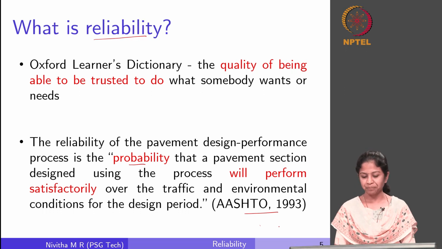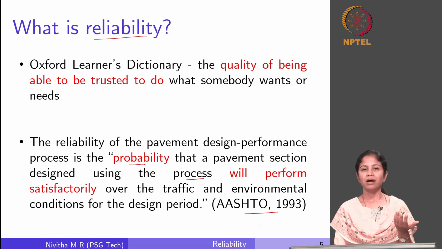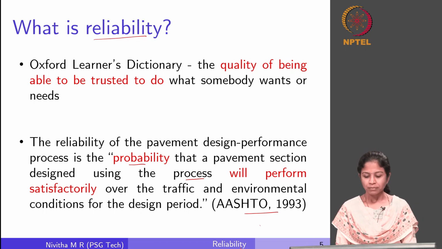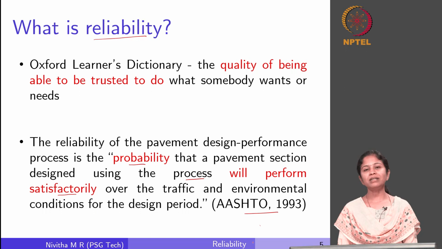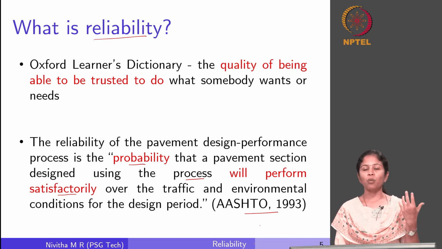So, that is the first thing, that a pavement section designed using the process. So, there is a particular design procedure that is being followed here. So, it could be a standard procedure like IRC 37 or AASHTO 1993 or the recent MEPDG version of AASHTO. So, using a particular design procedure, it will perform satisfactorily. So, what is this satisfactorily?